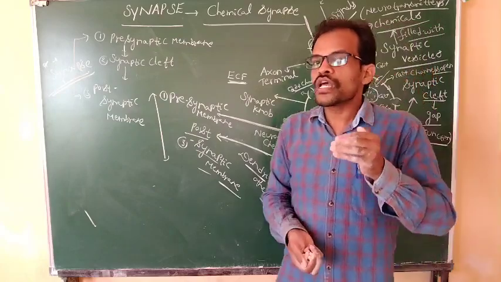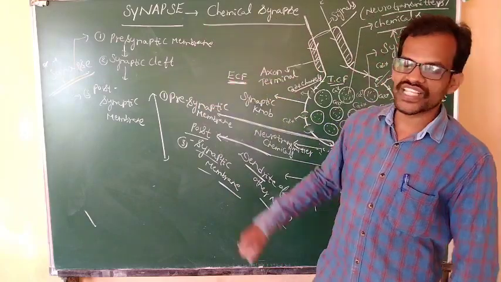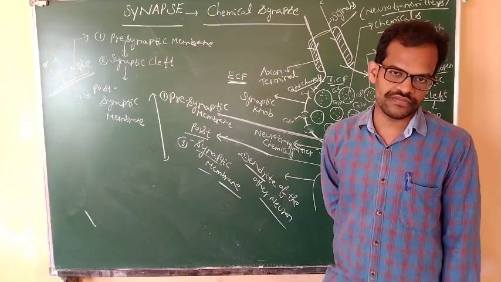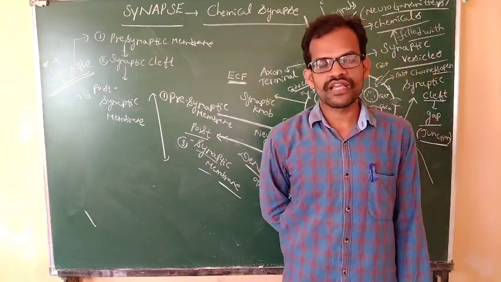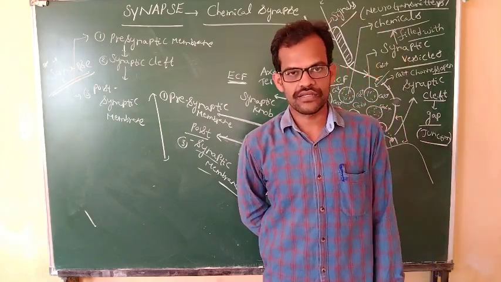How do the neurons communicate from one neuron to the other neurons? With the help of synapse, with the help of junctions. What is the meaning of synapse? The junction between the two neurons is known as a synapse.